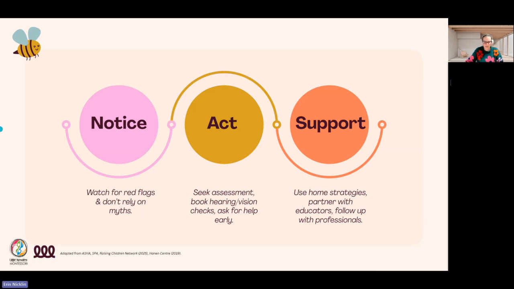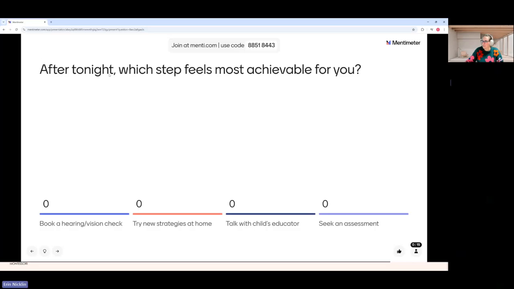Okay, and our last thing, we're going to jump on for a few more of these little questions. So after tonight, what step feels most achievable for you if you've got a child who you're concerned about? Would it be booking a hearing or vision check, trying some strategies at home, talking with the child's educator, or seeking an assessment?